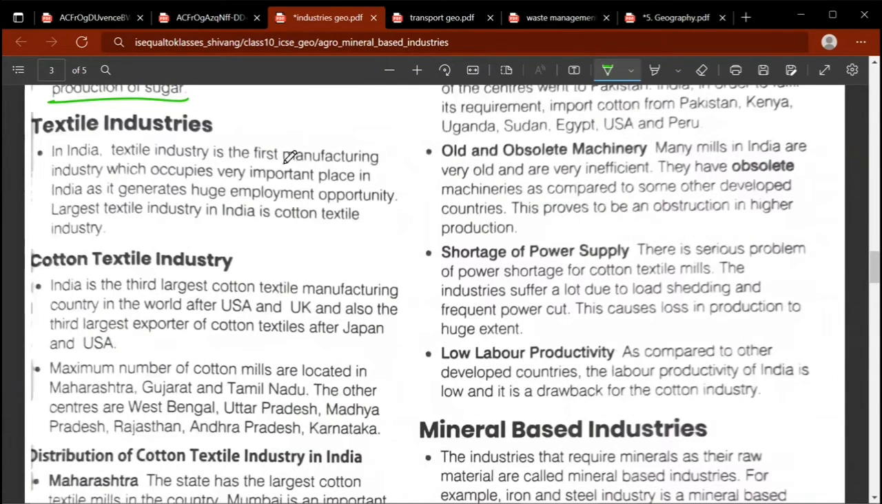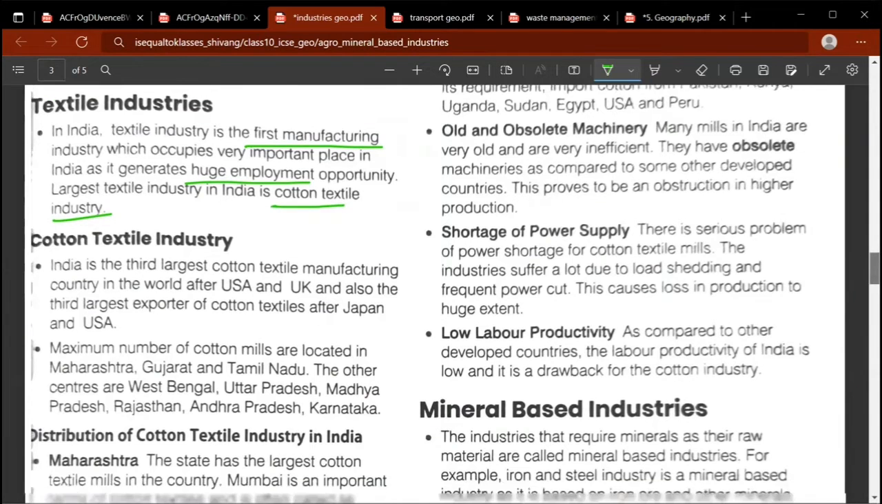In India, the textile industry is the first manufacturing industry, which occupies a very important place in India as it generates huge employment. The largest textile industry in India is the cotton textile industry. Okay, now cotton textile industry.